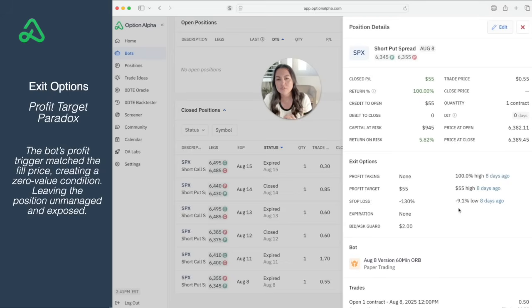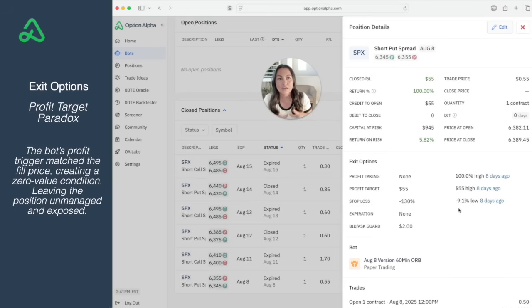So listen, thankfully this trade just expired worthless. The short strikes were out of the money at the end of the day, but in a real life situation, I know we're just talking about $55 today, but one day this will be $550. And I don't want my $550 to be floating around exposed to the market for an additional 3 or 4 hours when I could have just locked in the profit.